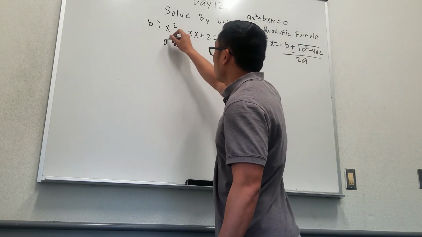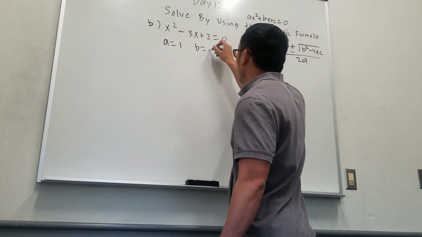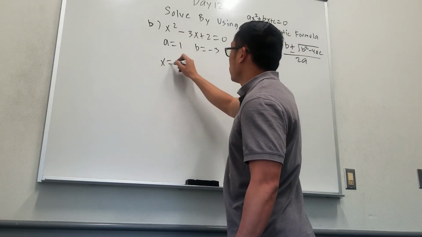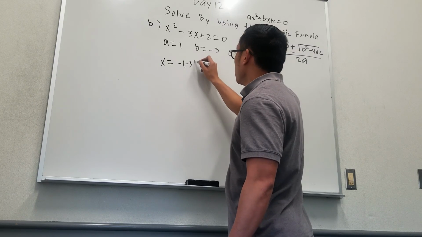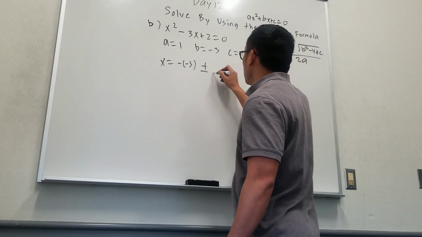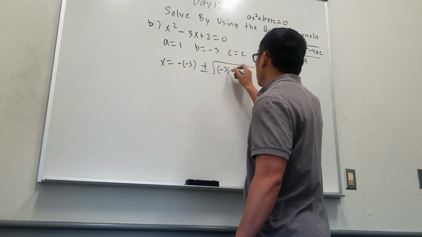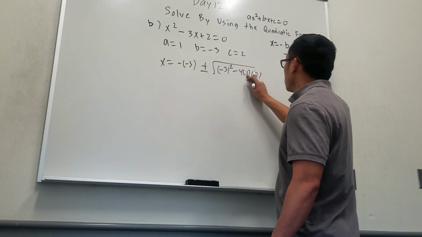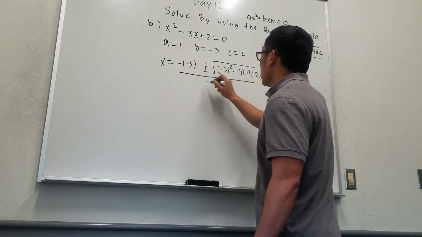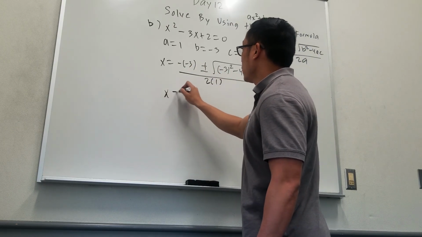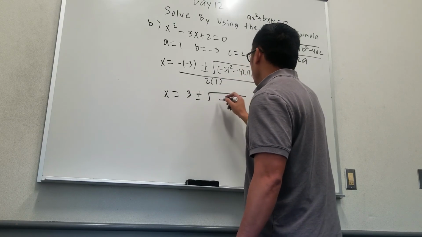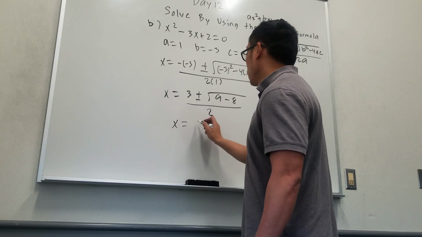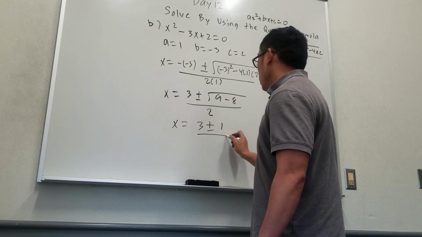So what I do is just follow the formula. A equals 1, b is equal to negative 3 in this case, c is 2. x is equal to negative b plus or minus the square root of b squared minus 4 times a times c, that's a 1, all over 2 times a. Then you have x is equal to 3 plus or minus the square root of 9 minus 8, all over 2. You notice it's very similar to what I did. So the square root of 1 is 1, over 2.